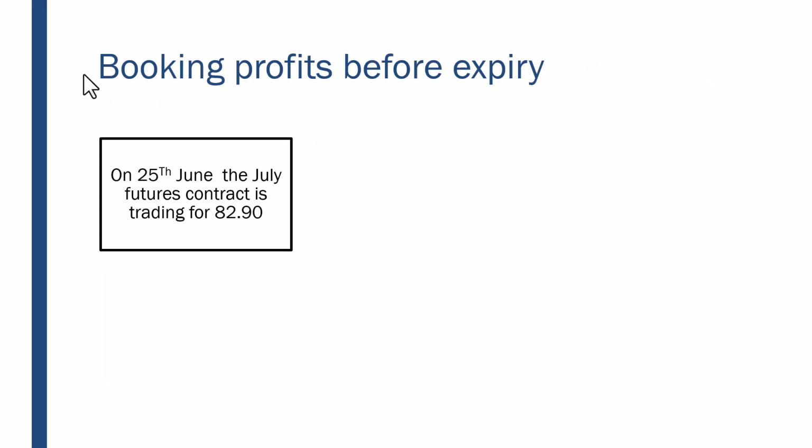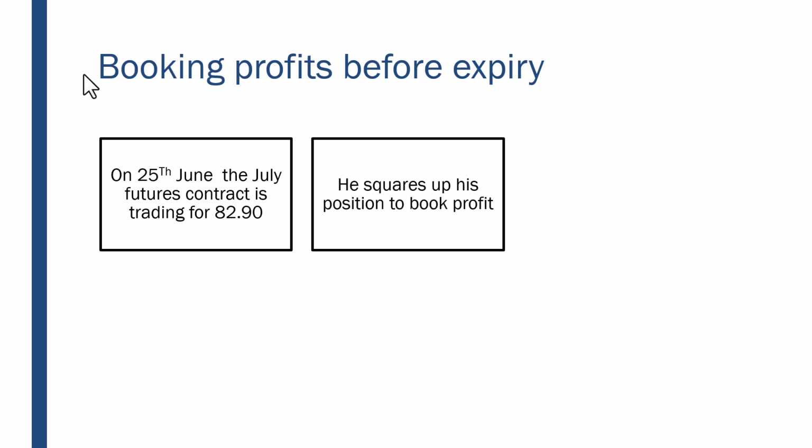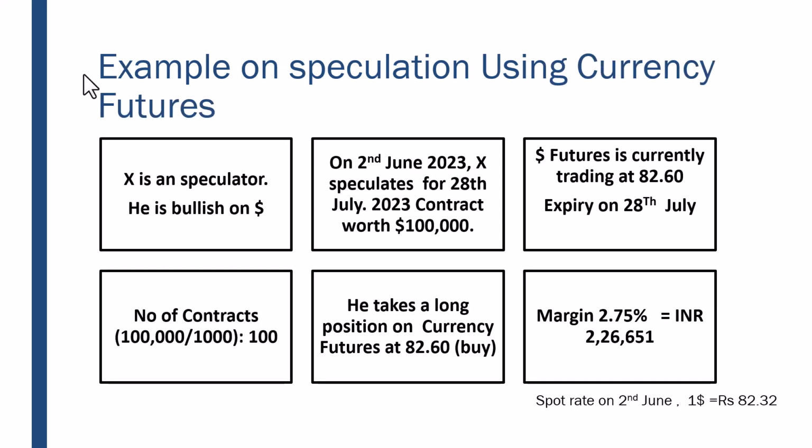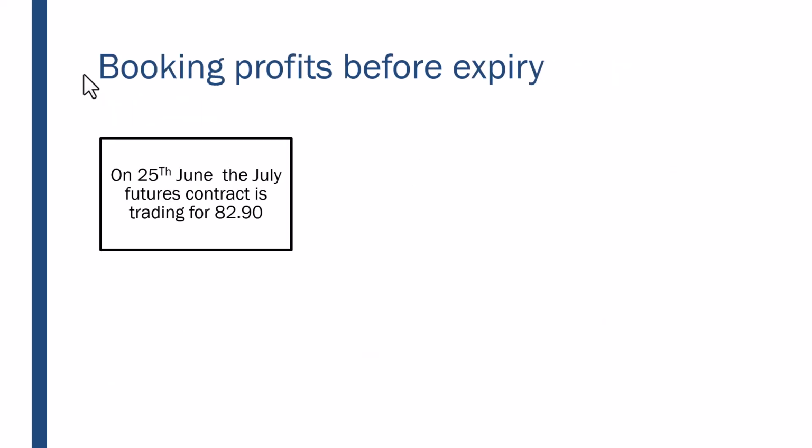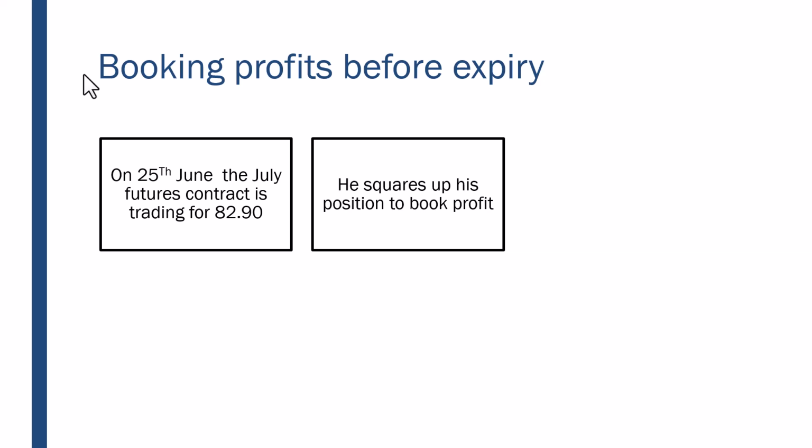Suppose on 25th of June, a few days before the expiry, he finds the dollar has gone to 82.90. He's sitting on a gain because he bought the dollar at 82.60. So he's making a 30 paisa gain, isn't it? He thinks that thereafter the dollar is going to slide back. On the expiry, it may go back to 82.50 or whatever, and he's going to lose money. So he thinks, let me close my position and make the 30 paisa gain today itself. He decides to gain, so he squares up his position to book profit.